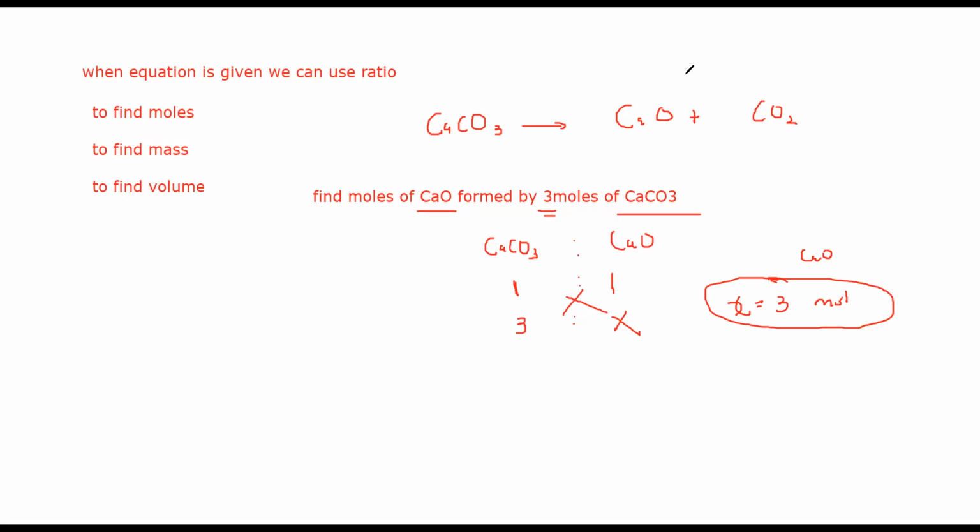So if moles are given, we'll take the mole ratio. But if mass is given, for example, if the same question was there: find mass of calcium oxide produced by 25 grams of calcium carbonate. So if mass is given, then I have to take the mass ratio.